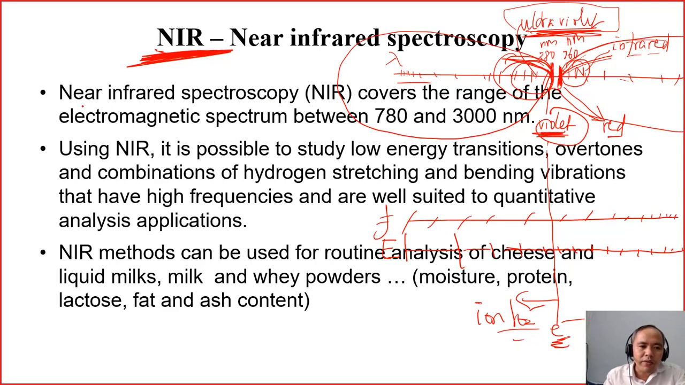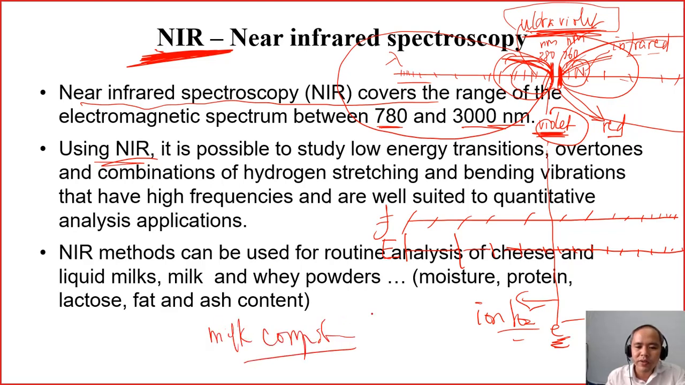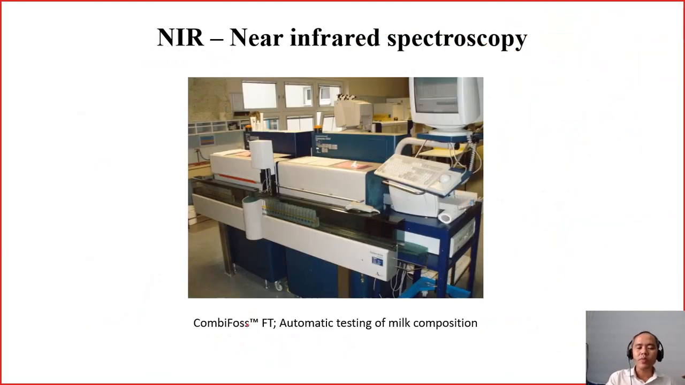Okay, so near infrared spectrometry covers the range of wavelength between 380 to 3000 nanometer. People apply the NIR to analyze milk composition very fast. They measure and can already determine moisture content, protein, lactose, fat, and the mineral together in one measurement. This is one of the machines, for example.